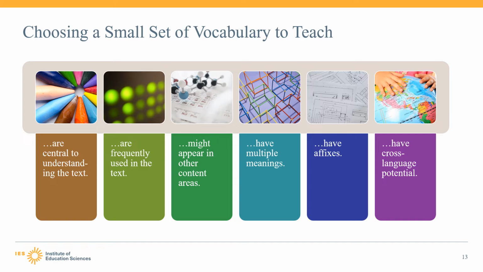Those characteristics include words that are central to understanding the text, words that are frequently used in the text, words that might appear in other content areas, words that have multiple meanings, words that have affixes, and words that have cross-language potential. So we'll spend most of the rest of this module discussing each of these in more detail and how to select words that meet each of these criteria.